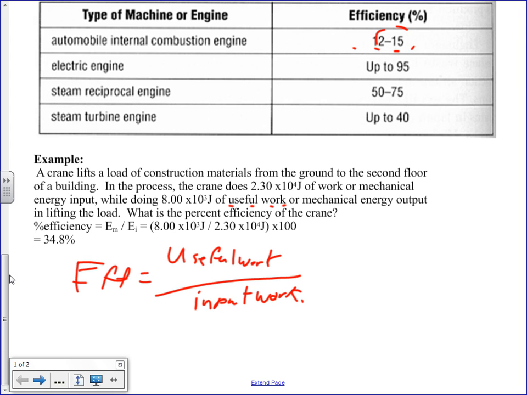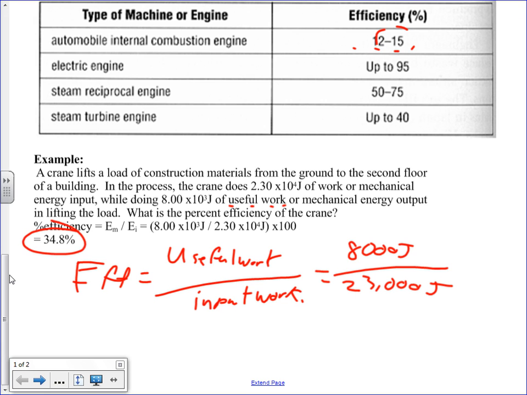If you don't do it that way, you'll have a system that is producing energy because your efficiency will be more than 100%, and that is impossible. So if you do that on your calculator and you get something like 1.5, you did it wrong, because you got something running at 150%, which means it's making energy, and we know that can't happen. So you've got your useful work divided by your input work. Our useful work is this 8,000 joules, divided by the amount of work that was put in, 23,000 joules.